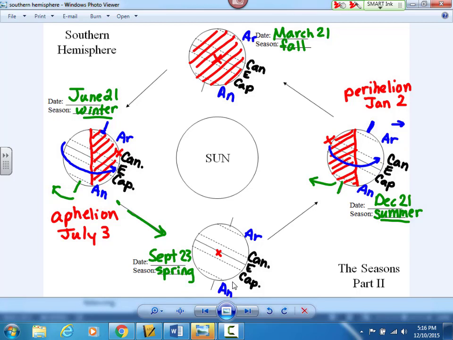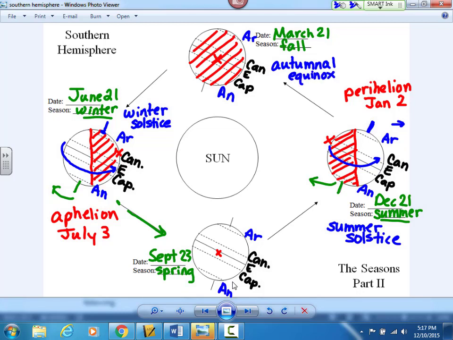And then label these points on the correct globe. We need to label our special days. So their winter solstice would be June 21st, which makes their summer solstice December 21st. Their autumnal equinox is in March, and their spring equinox is in September.